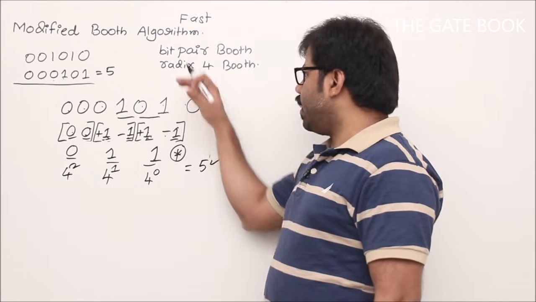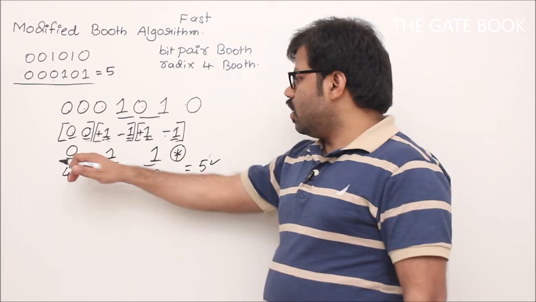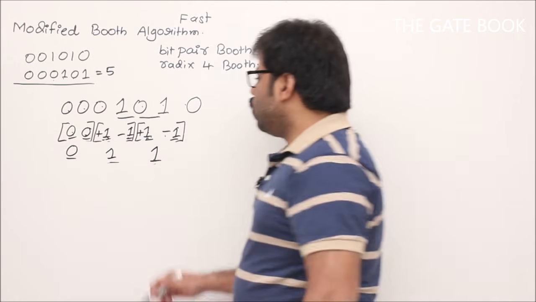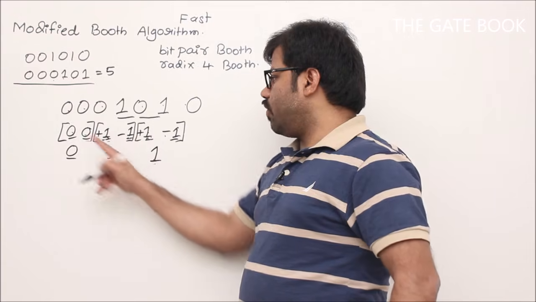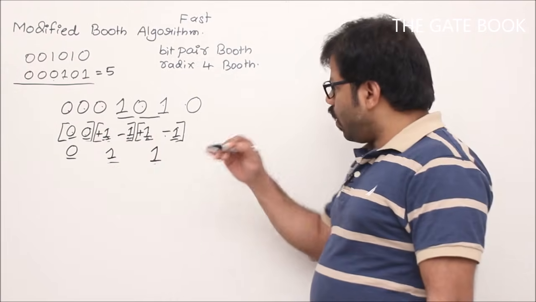So, we recoded it in the radix 4 system. That's why you got 0, 1, 1. So, number of bits got reduced, correct? We used to have 6 bits, then we got only 3. That's why number of summands will be reduced. Now, what we are going to do, I will tell you.